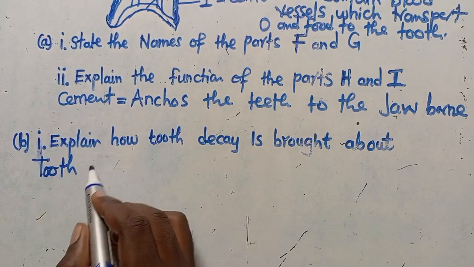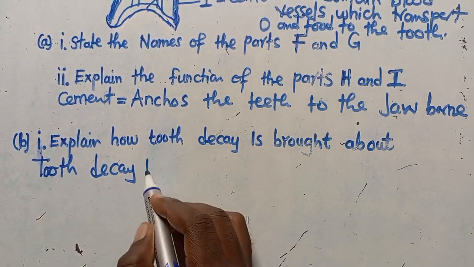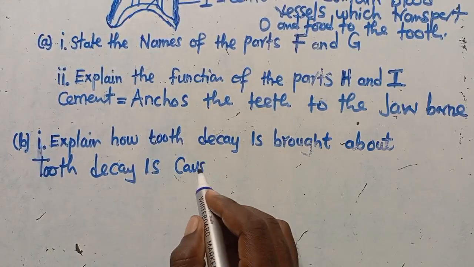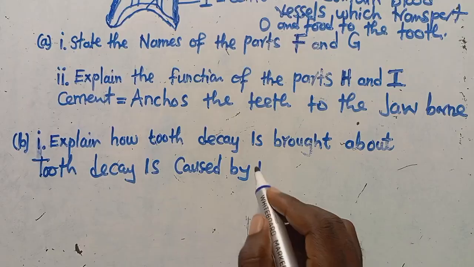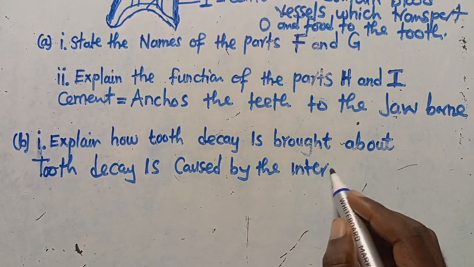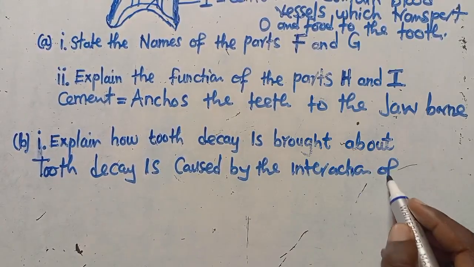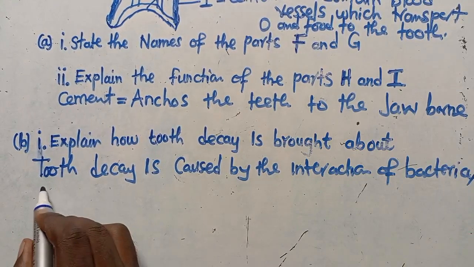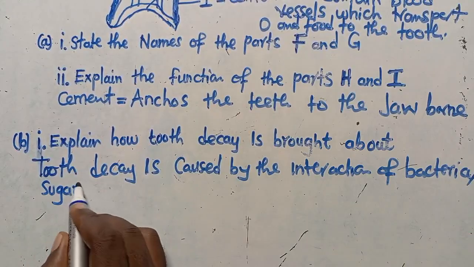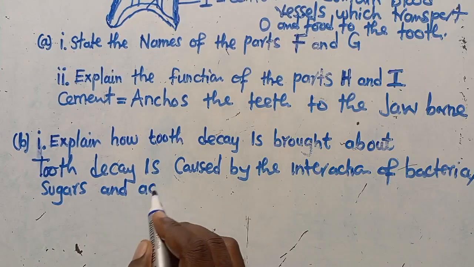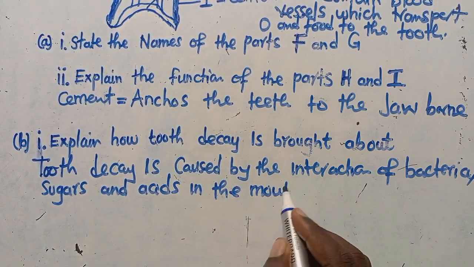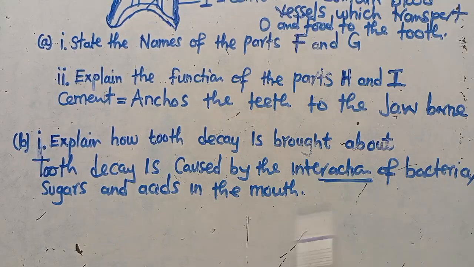So you discover that tooth decay is caused by the interaction of bacteria, sugars and acids in the mouth. This is what you need to understand. So it is caused by the interaction of bacteria, sugars and acids in the mouth.